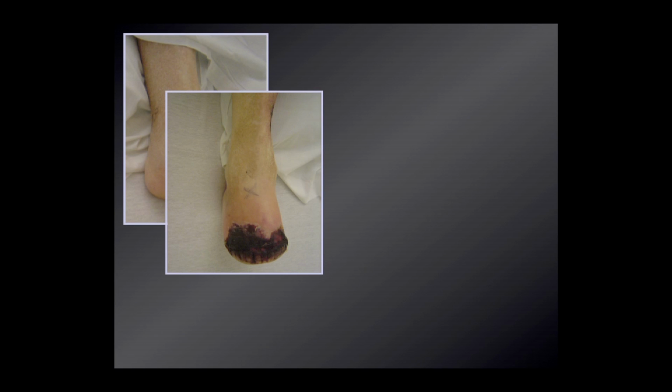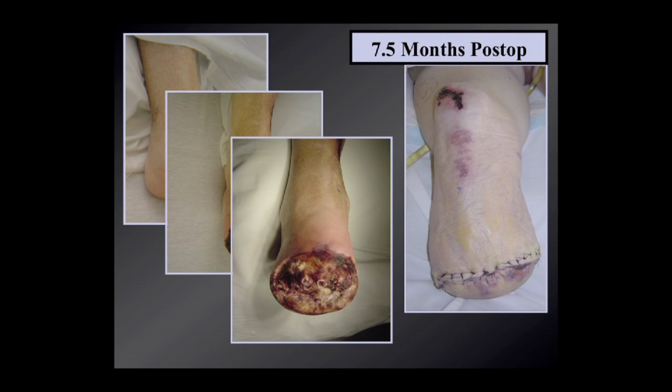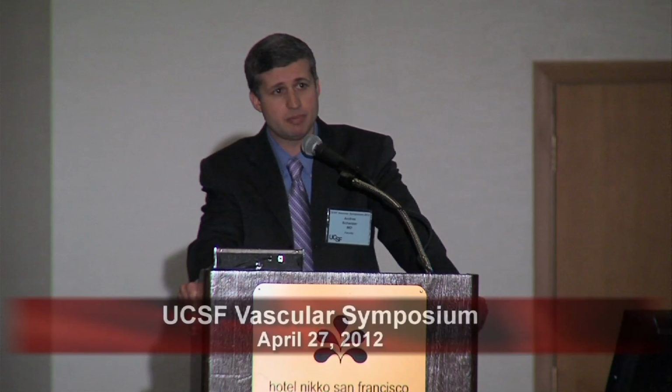So I thought it was reasonable to proceed, and we did a FEM-AT bypass and got what I thought was a very nice result. Was able to do a transmetatarsal amputation that initially looked like it was healing well, but unfortunately eventually presented to clinic looking like this with an associated infection. So I debrided that foot, wasn't very happy with the result, and ultimately evolved to this outcome. So 7.5 months out from a revascularization surgery, ended up with a below-knee amputation. Clearly in my mind and the patient's mind, not an optimal outcome.